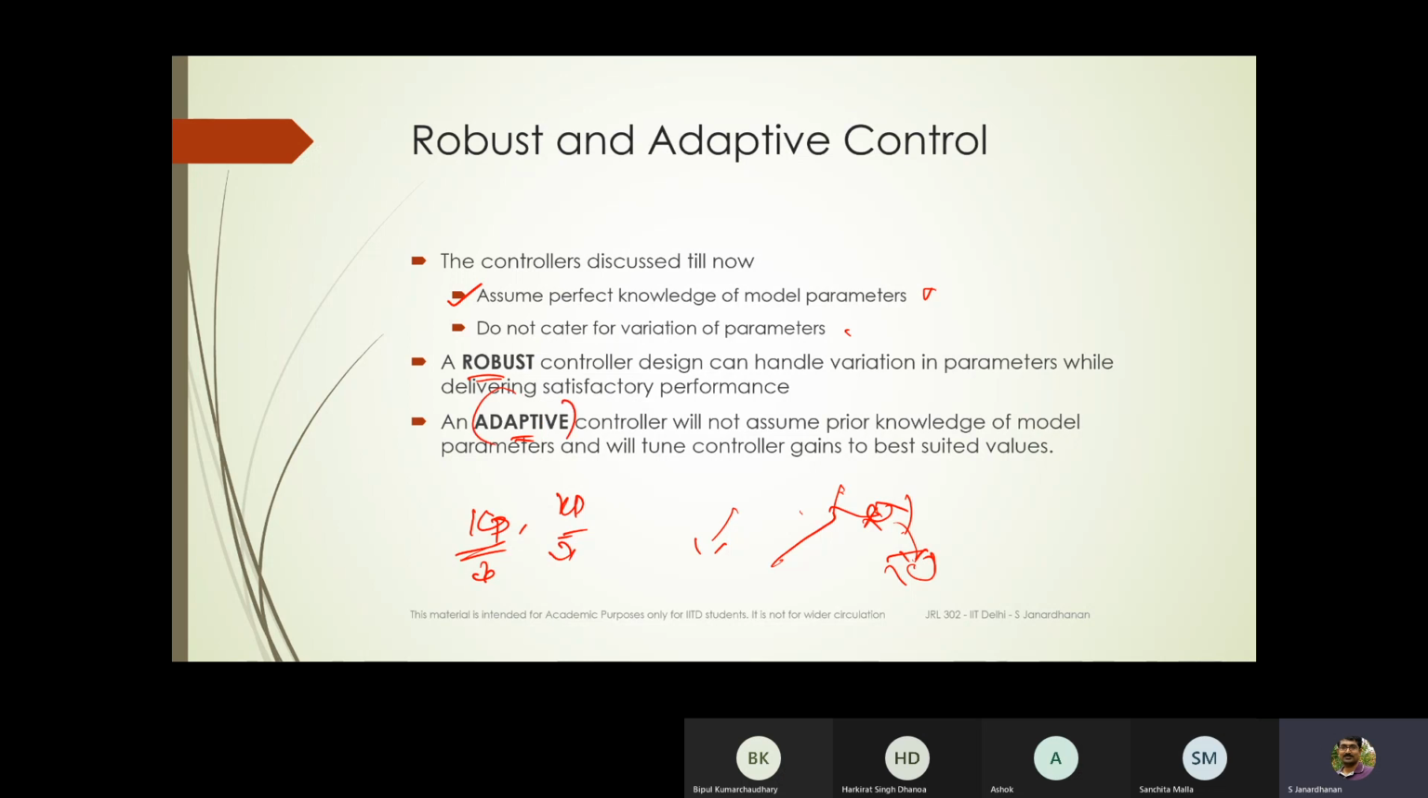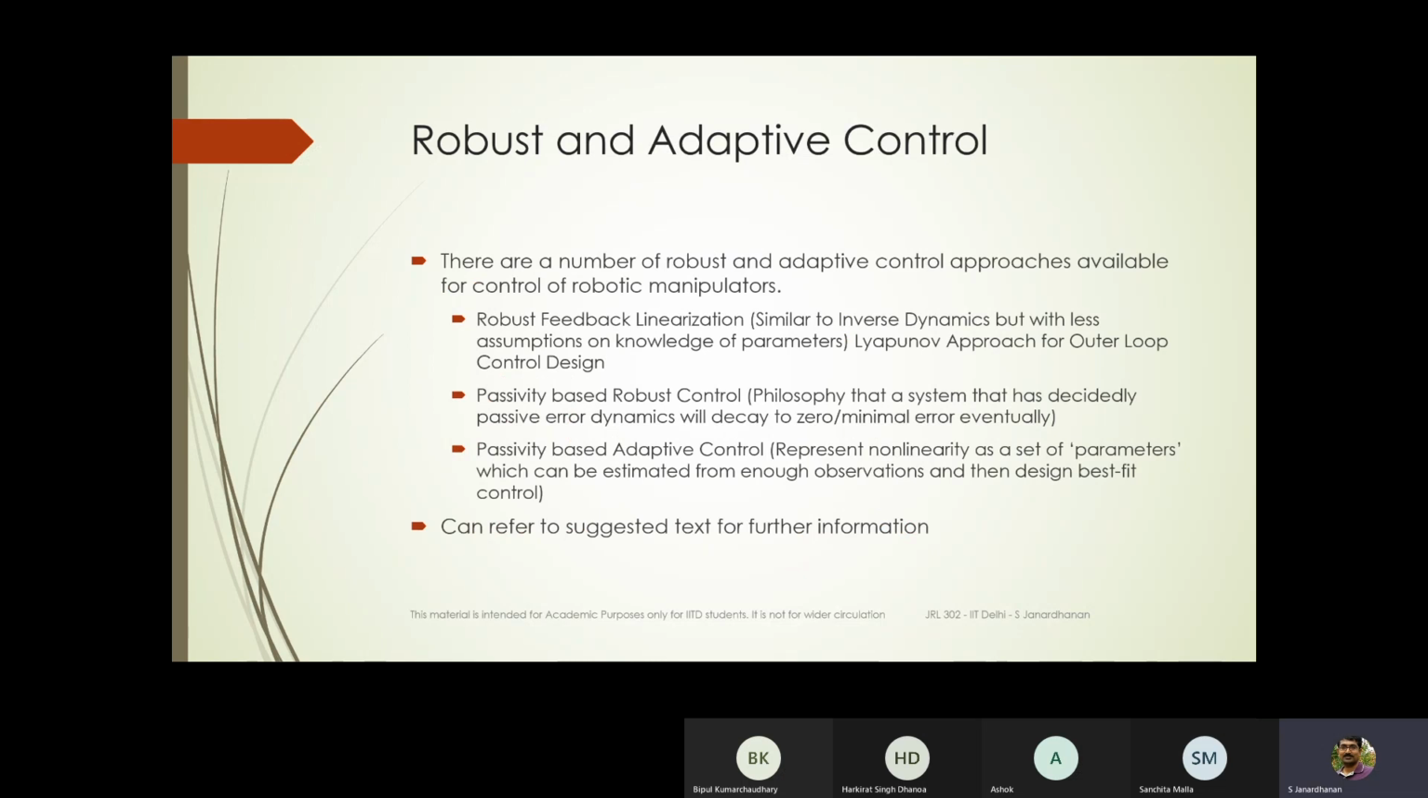We will not go into the design of the robust or adaptive controller. I'm just specifying what other choices of control are present here. There are a number of robust and adaptive control approaches available for the control of robotic manipulators. A few are listed here. You can refer to additional text for further information, and even to the textbook that I have specified.